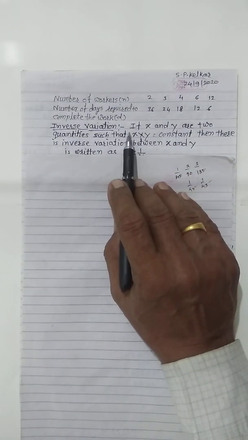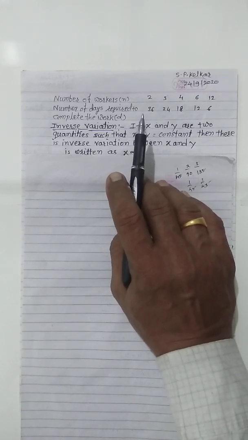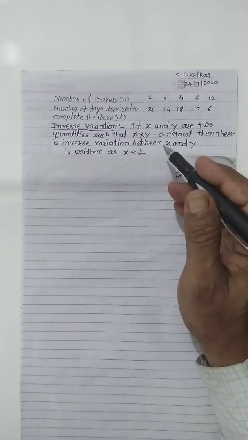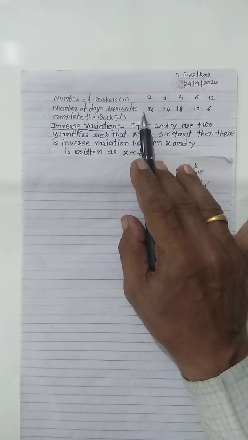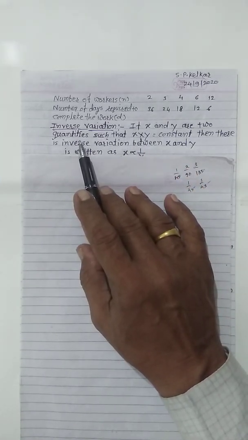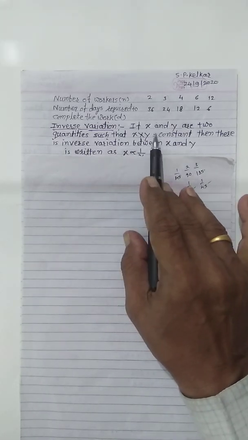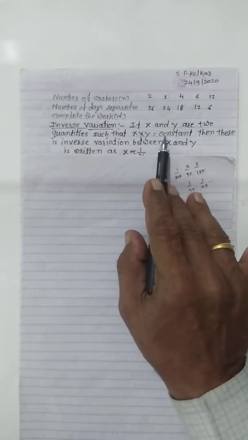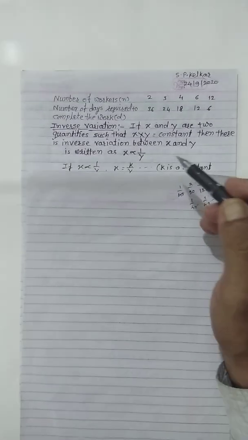So we say that if the product of two quantities, or the product of these two numbers, is the same, then between these two quantities the inverse variation is there. Inverse variation: if x and y are two quantities such that x into y equal to constant, then there is an inverse variation between x and y.